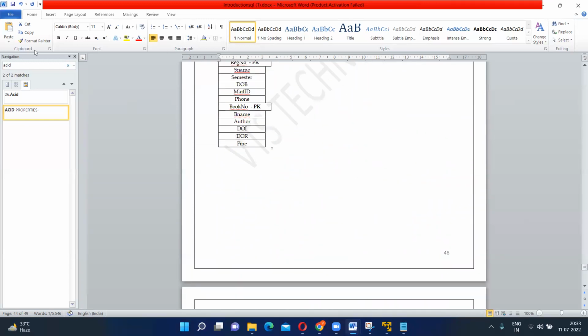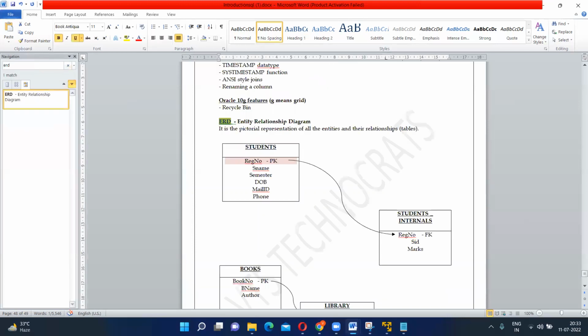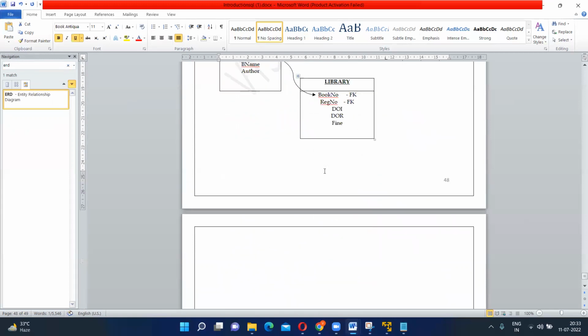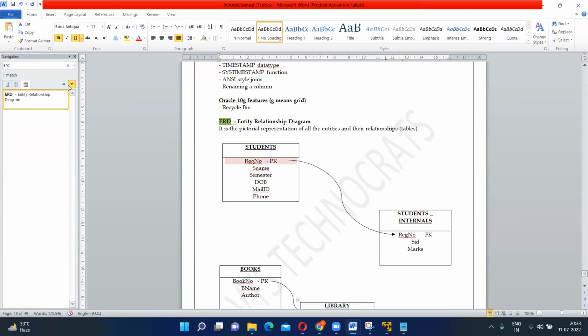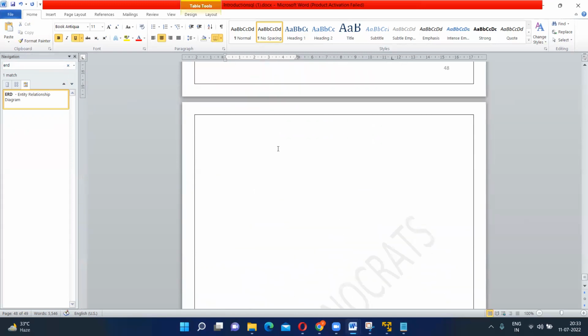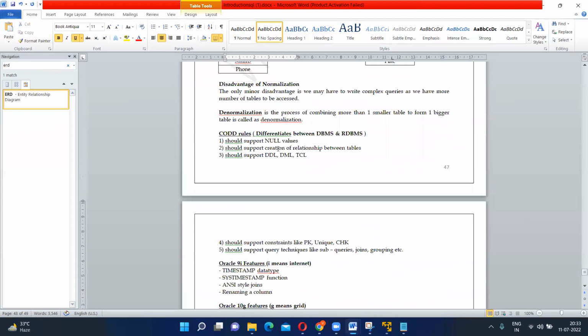One more theoretical concept is there. This is the last theoretical concept for today, and this will be the end. There is something called an entity relationship diagram. That means the tables, entity means table, and how the tables are joined. If you remember, there is something called one to one, one to many, and many to many.